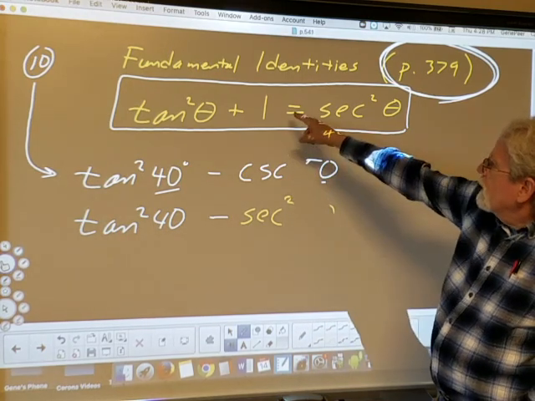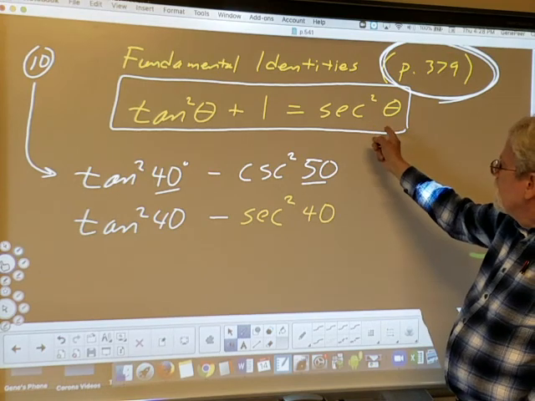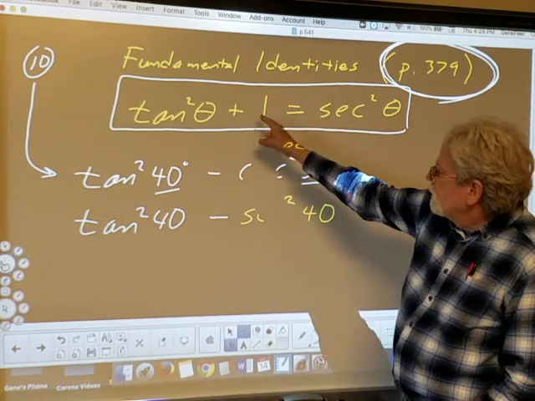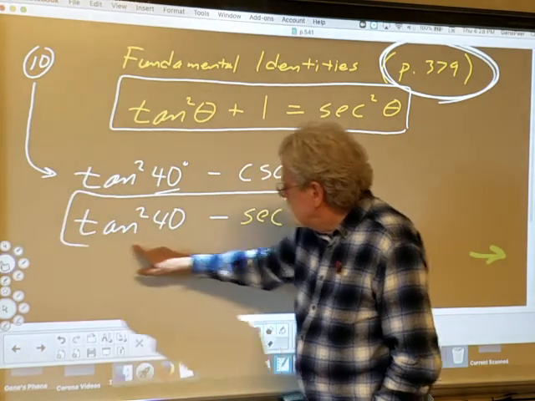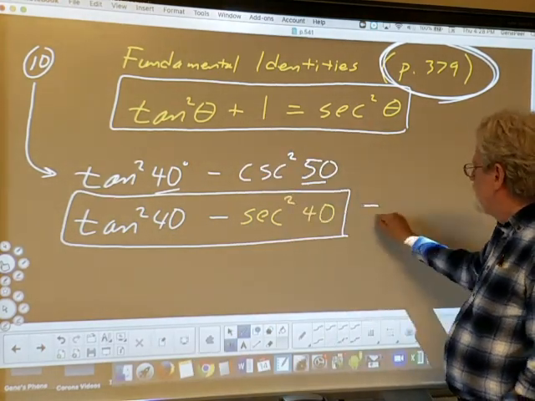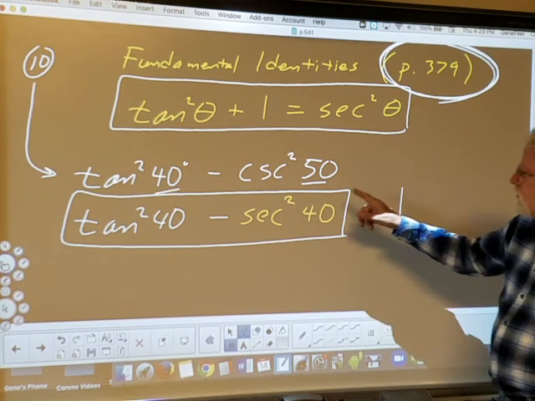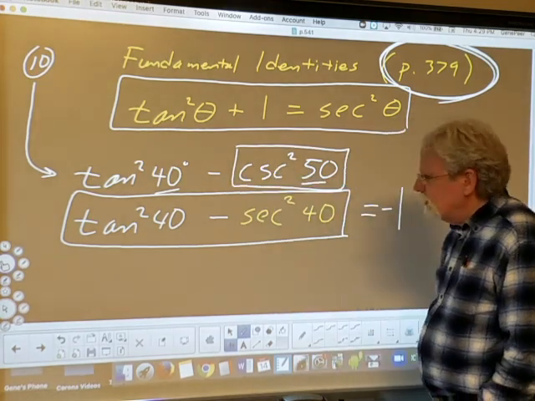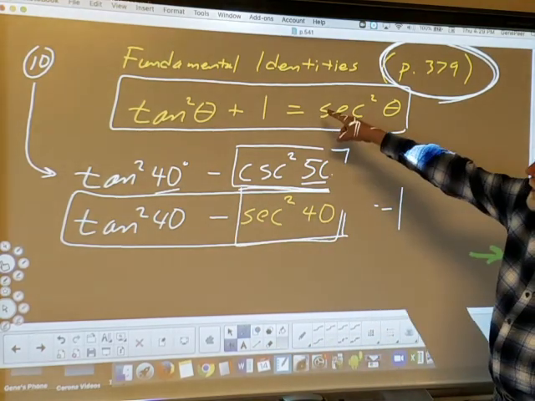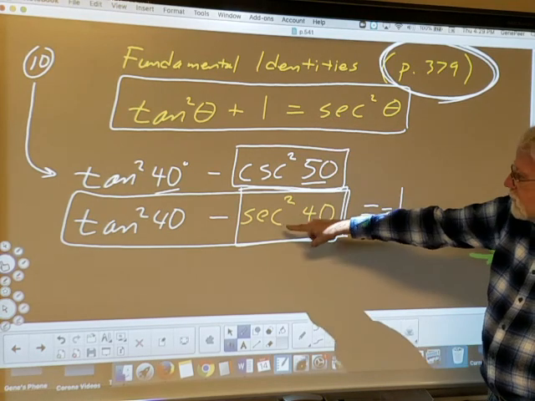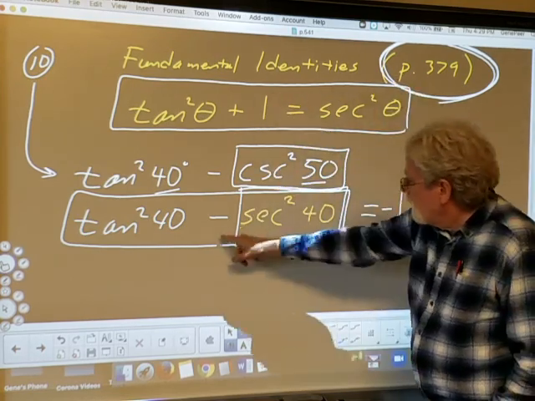So what? Well, looking back at our fundamental identity here, what if I were to take this and subtract 1 from both sides and subtract secant squared from both sides? If I subtract secant squared from both sides, it suddenly looks like this. And if I subtract 1 from both sides, I get that. It's equal to -1. So it comes down to knowing that the cosecant squared of 50 is exactly the same thing as the secant squared of 40, and then manipulating this a little bit to make that look like this. Subtract 1, subtract secant squared, and we're done.